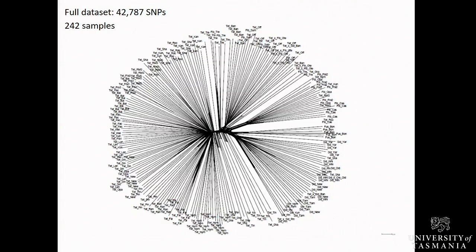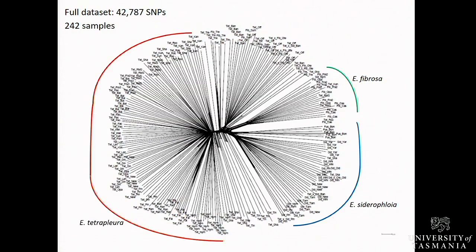And this is a split tree of the full DArT data set. And we found that most of the samples of Eucalyptus fibrosa clustered together. Eucalyptus sideroxylon, most of those samples clustered together, and this actually included Eucalyptus fusiformis, which was a bit of a surprise for us. And most of the Eucalyptus tetrapleura samples clustered around here. And we also had samples that were intermediate between fibrosa and tetrapleura on the split tree, and samples between sideroxylon and tetrapleura on the split tree.